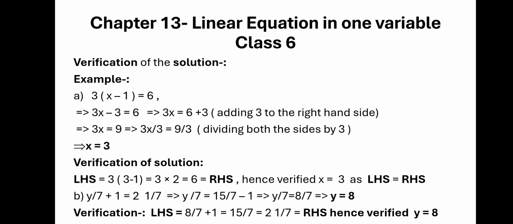y upon 7 plus 1 equal to 2 1 upon 7. First equation we have to solve. That implies y upon 7 plus 1 will go to the other side, and I have converted that mixed fraction into improper fraction, that is 15 upon 7 minus 1. That implies y upon 7 is equal to 15 upon 7 minus 1, so 2 1 upon 7 minus 1, that is 1 1 upon 7, and 1 1 upon 7 is nothing but 8 upon 7.